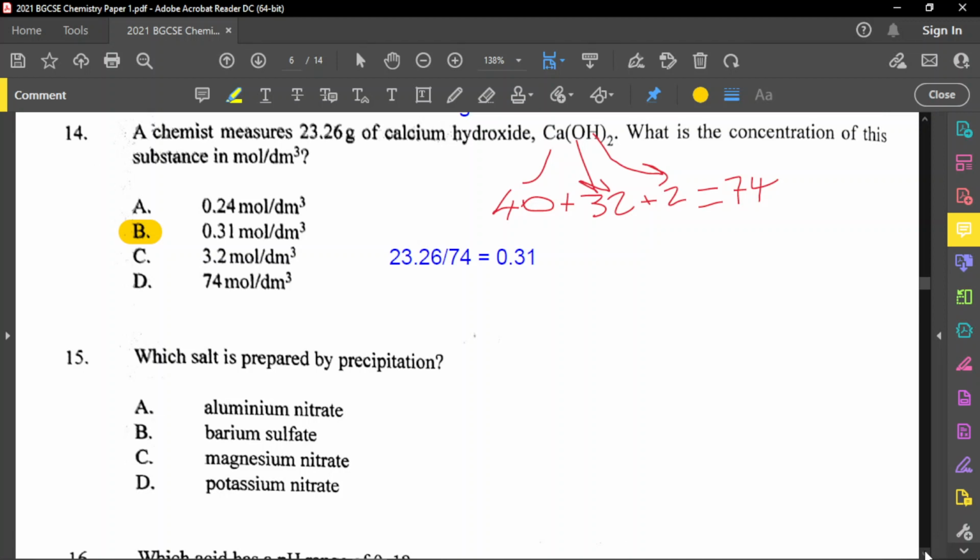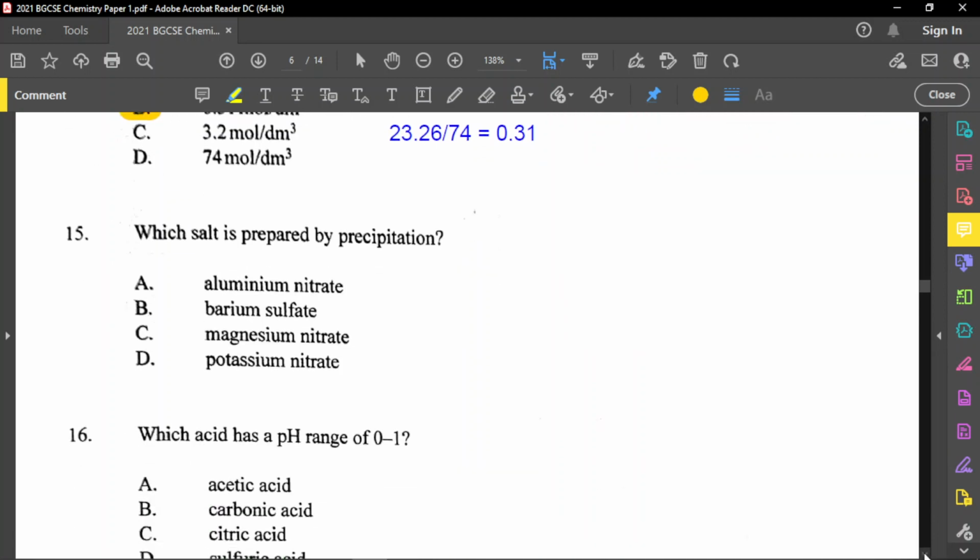All right, so number 15. It states which salt is prepared by precipitation. Just by looking through the list, I'm looking for a salt that is insoluble, because an insoluble salt will form by precipitation. Barium sulfate is something you need to know: it is insoluble in water. So barium sulfate is indeed our answer. To make barium sulfate in the lab, you need barium hydroxide and sulfuric acid. Once the acid neutralizes the base, you get an insoluble salt, which is barium sulfate.